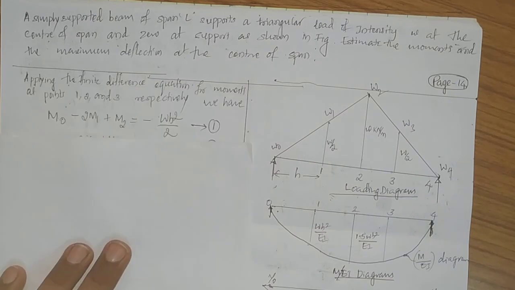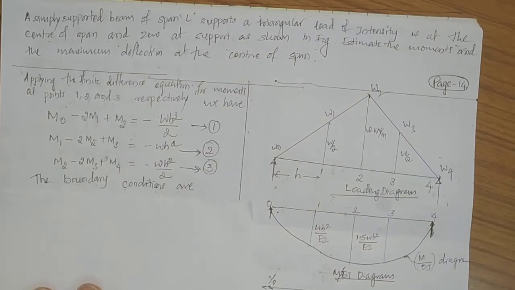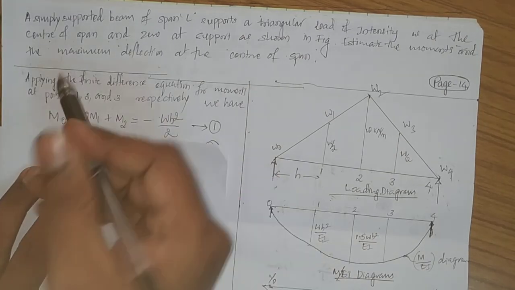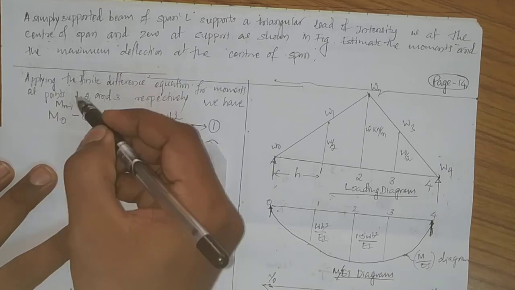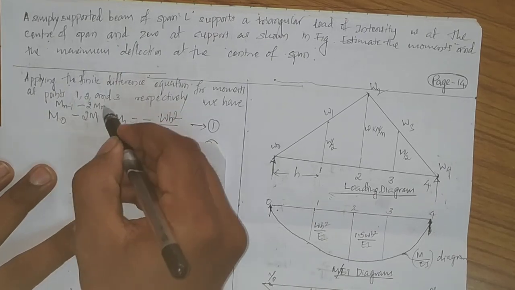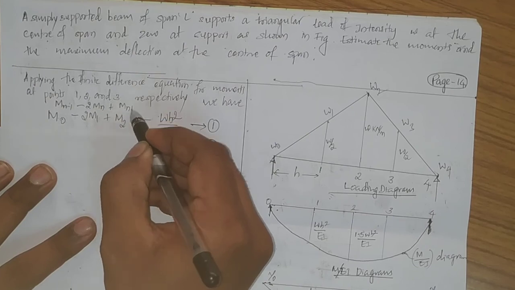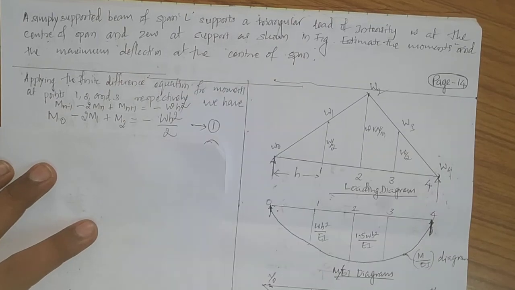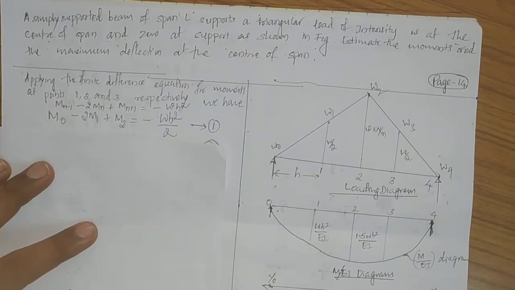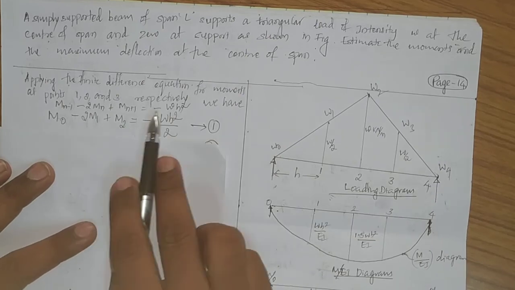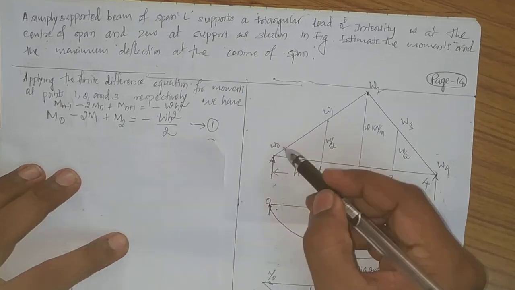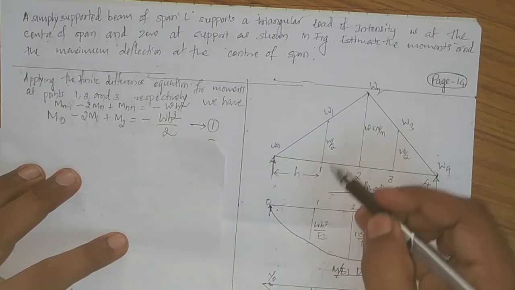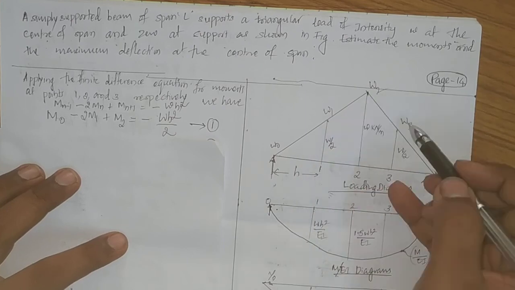Now let us apply the finite difference equation for this problem. We know the equation is given by Mn minus 1 minus 2Mn plus Mn plus 1, which is equal to minus Wh square. This is the equation we know, right? Now let us apply this equation at point number 1, because we know that at point number 0 and 4 the bending moment is 0. We only need to find out bending moment at point number 1, 2 and 3.